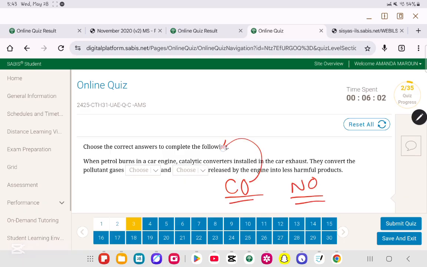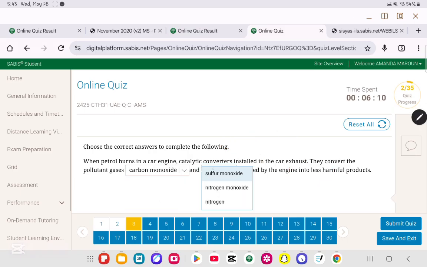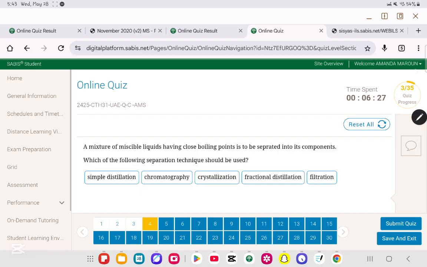These come from what? From the catalytic converters. So whenever you see catalytic converters, the 2 main pollutant gases you should know of are carbon monoxide and nitrogen monoxide. Okay, they will be converted by the engine's catalytic converter into less harmful products. Okay, so that's it for question number 3. We move on to question number 4.